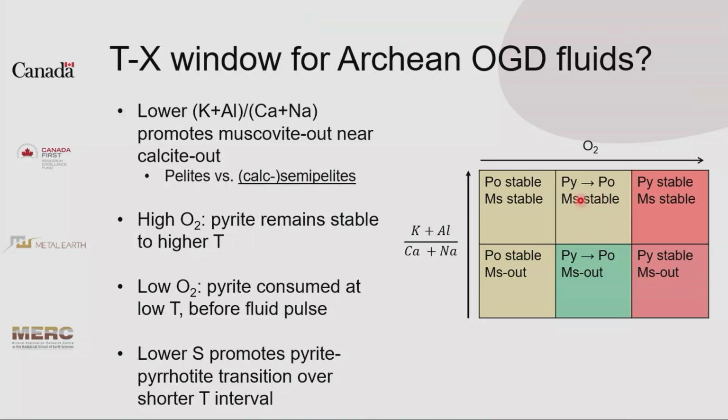And then I talked about the importance of the protolith. If you have a protolith that's too enriched in potassium and aluminum, you're going to get the fluid out at staurolite. The best, or biggest, fluid will happen where muscovite out and calcite out go out at the same time, which is really in the more calcic protoliths, which happen to be the more abundant rock type in the Quetico as well.